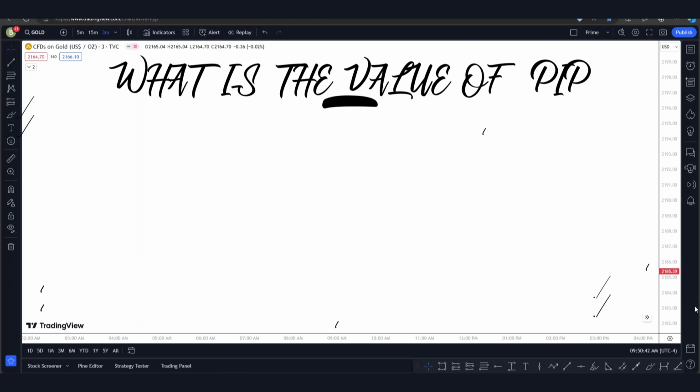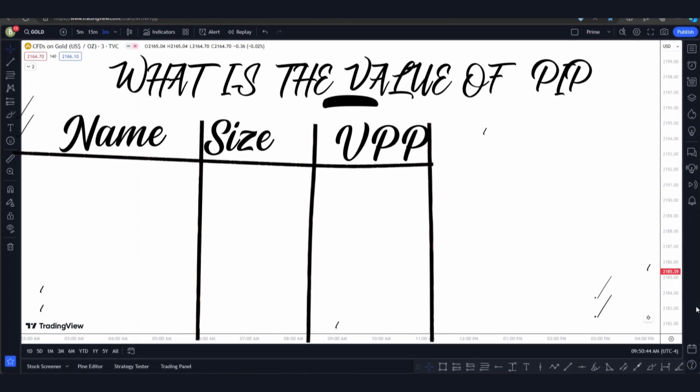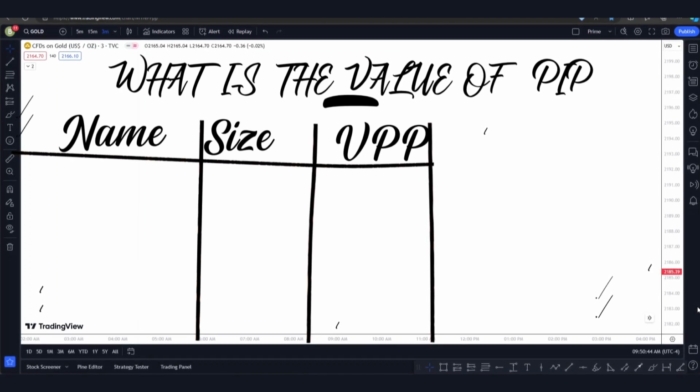Now, the value of a pip depends on the amount of currency in which you are trading, meaning the amount of units you are trading. In the currency market, we are trading a set of units, and these units come in sizes. They normally come in 4 main lot sizes. So let's do that in a table form so you understand it better. Do not forget that the value of a pip depends on the lot size, or the amount of units you are trading.